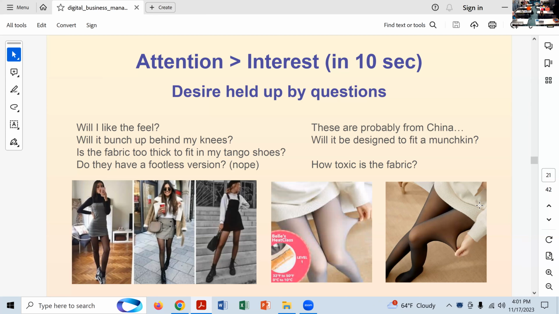Yeah. So the first thing I thought was, wait a minute, this doesn't get runs in it. So will it bunch up behind my knees? Is the fabric too thick to fit in my tango shoes? Well, that could be solved if they had a footless version, but they don't. They're probably from China. Will it be designed to fit a munchkin? I've bought things and I'm like, that's a large? Are you kidding me? I can't even pull it up. And how toxic is the fabric was the other. So that's why I got interest, I didn't get desire. What's their return policy? If you're buying online, that's usually a big deal. That's why when you buy from Amazon you can return it immediately. Some of them get more difficult, so the ease of buying online becomes an issue. I can buy 4 sizes and return 3 of them.